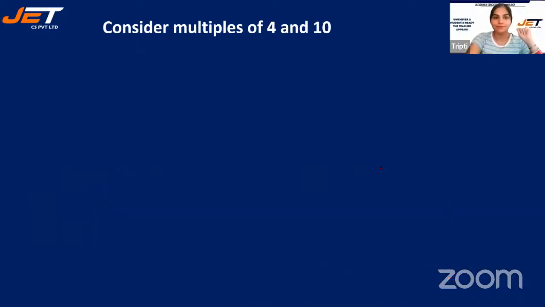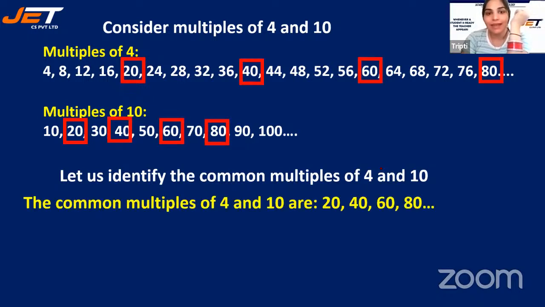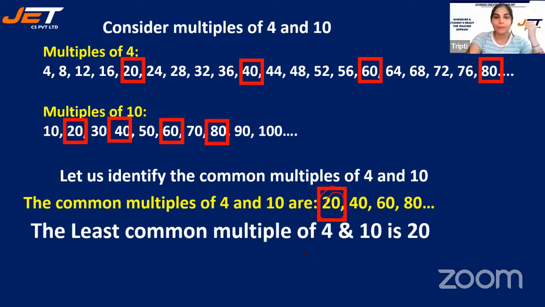Next one, this is another example. Least common multiple of 4 and 10. But before we find the least common multiple, we need to find out the common multiples. Then only you will be able to find the least one. That's very obvious. So the multiples of 4 are written here. The multiples of 10 also you can see. Now let's find the common ones that you see in both. Common means the same. 20, 40, 60, 80, 100 and so on. Now if I want to find the least one, 20 is the least one. The LCM or the least common multiple of 4 and 10 is 20. Easy?